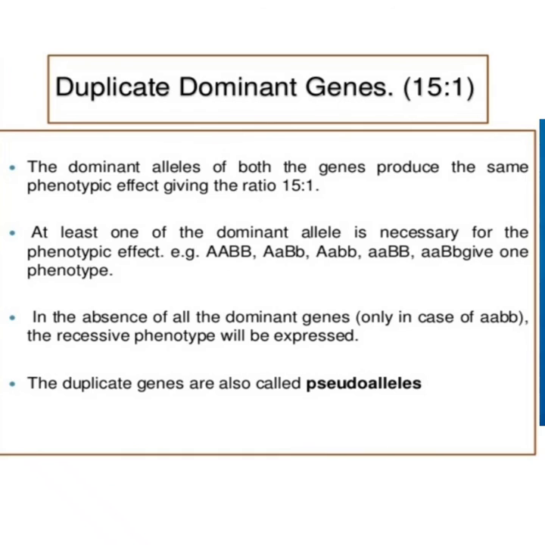Now, what are duplicate dominant genes? The ratio is 15:1. The dominant alleles of both the genes produce the same phenotypic effect, giving the ratio 15:1. At least one dominant allele is necessary for the phenotypic effect. For example, capital A capital A capital B capital B, capital A small a capital B small b, capital A small a small b small b, small a small a capital B capital B, and small a small a capital B small b give one phenotype. In the absence of all the dominant genes, only in case of small a small a small b small b, the recessive phenotype will be expressed. The duplicate genes are also called pseudo alleles.